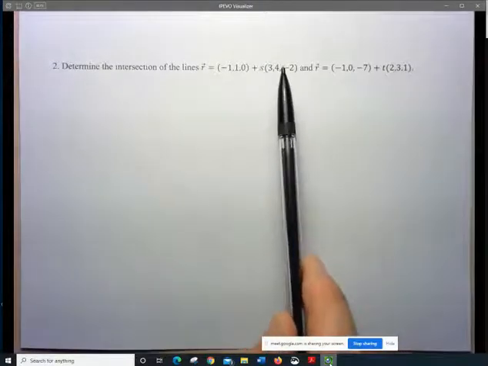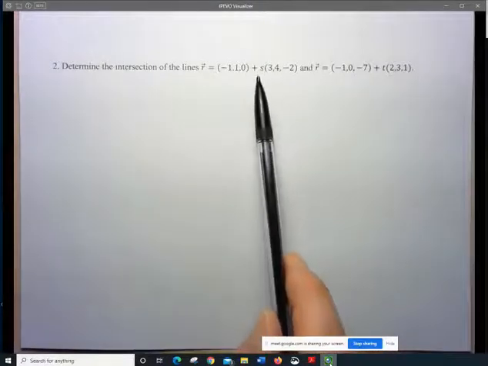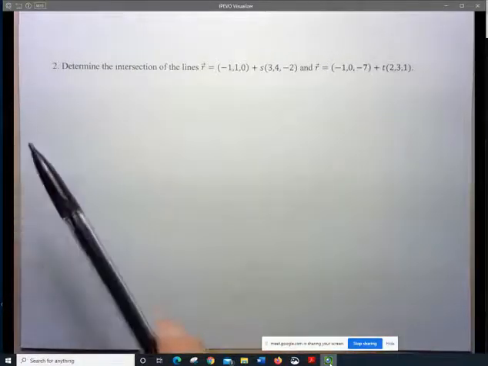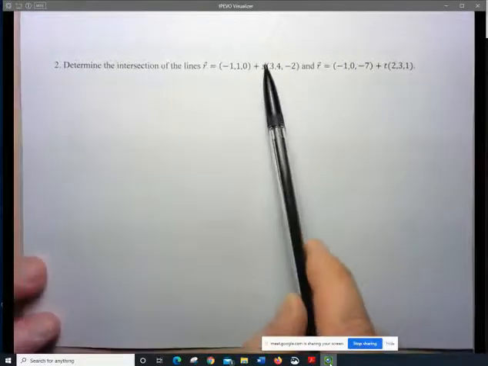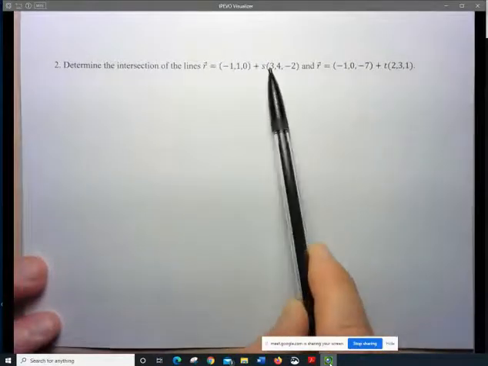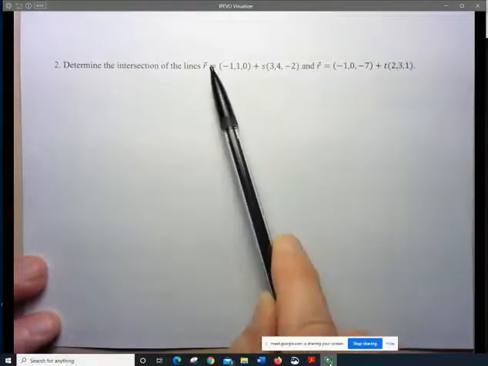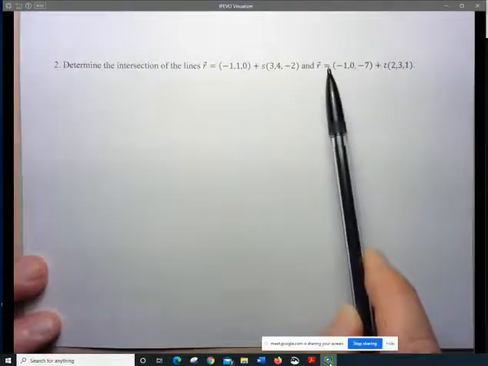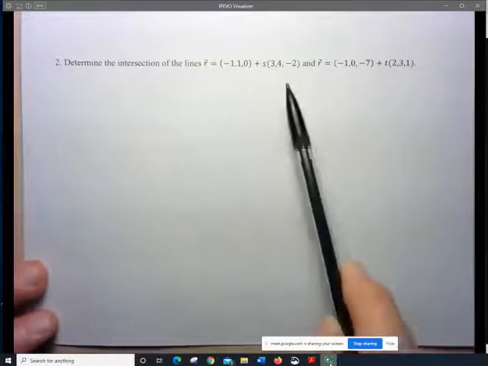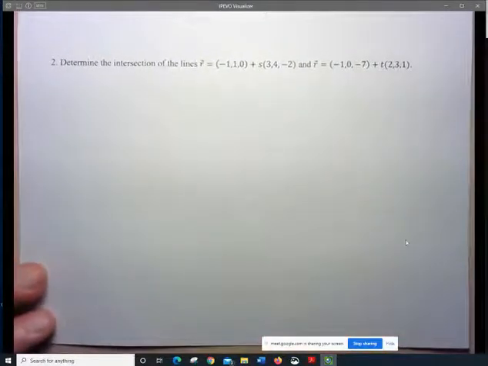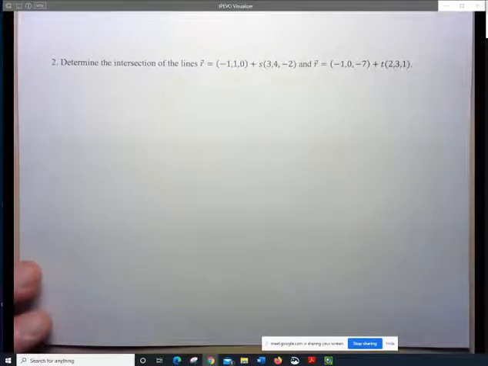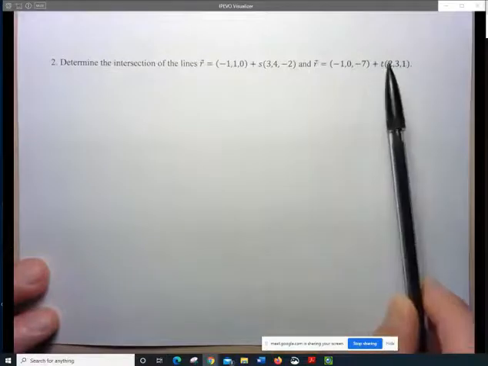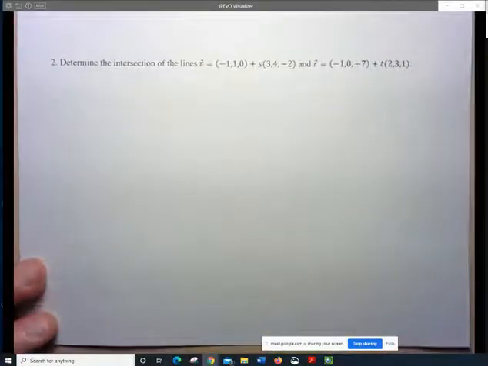When I'm working with two different lines, I want to make sure that my parameter does not have the same name. The reason being is that maybe the S value that produces your point of intersection in line one might not be the same value of the parameter that produces the point of intersection in line two. And you'll see as we solve this why it's very important to not assume that the parameters in line one produce the same points as the parameter in line two. All right.